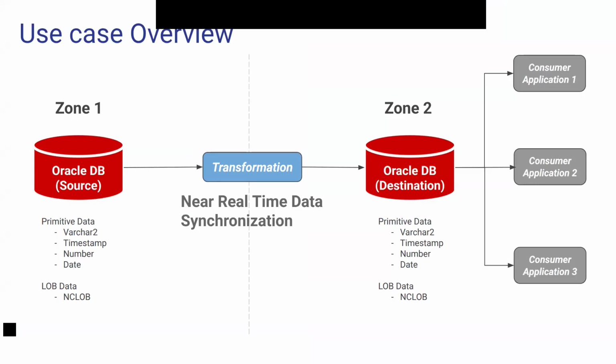So the requirement was, as I mentioned, there are two Oracle databases. One is in zone 1 and one is in another zone 2. They wanted to have near real-time synchronization between the source and the destination Oracle DB. There were different tables. Each of the tables had primitive data as well as LOB columns. Specifically, they were focusing on the NCLOB. I will explain details in the forthcoming slides. So this is the overall use case.